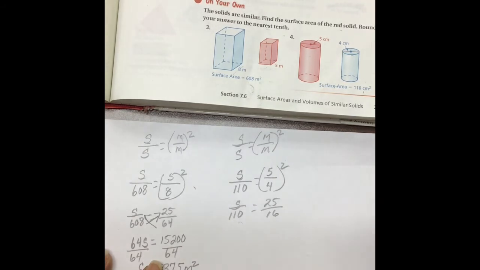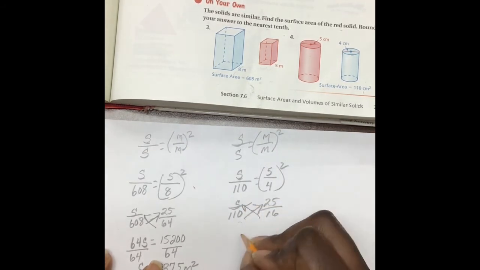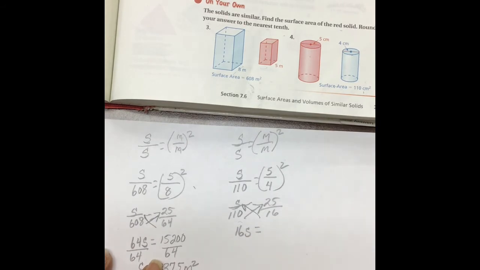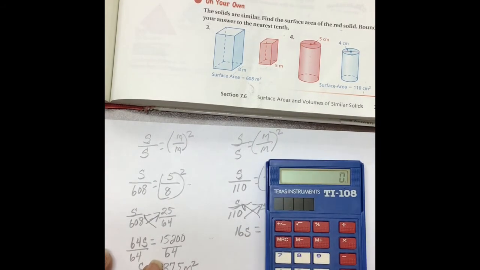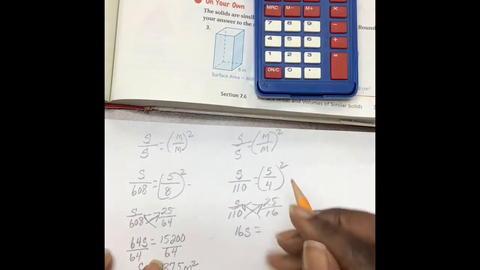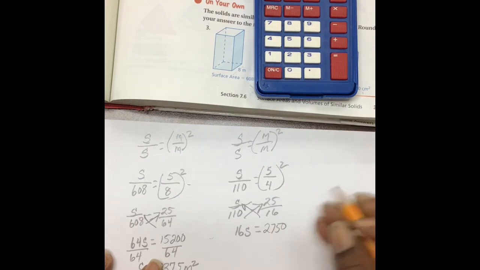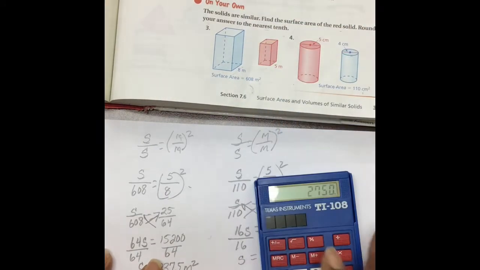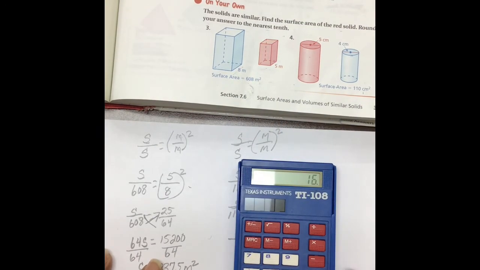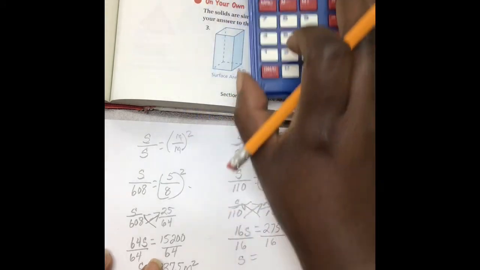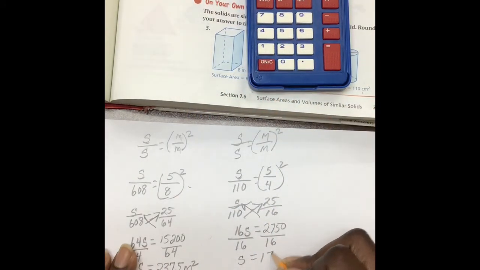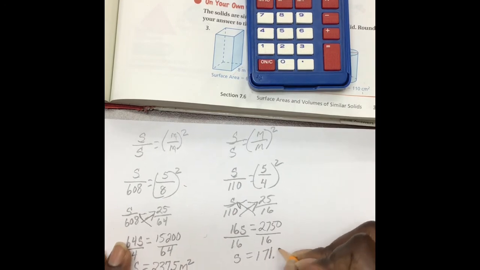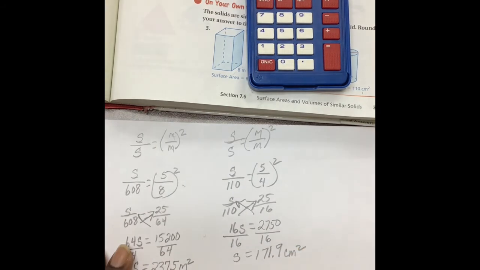We're going to cross multiply. 16S is going to be equal to 25 times 110, which equals 2,750. Divide both sides by 16, and S is equal to 171.87, so 171.9 centimeters squared. And that's how you do that.